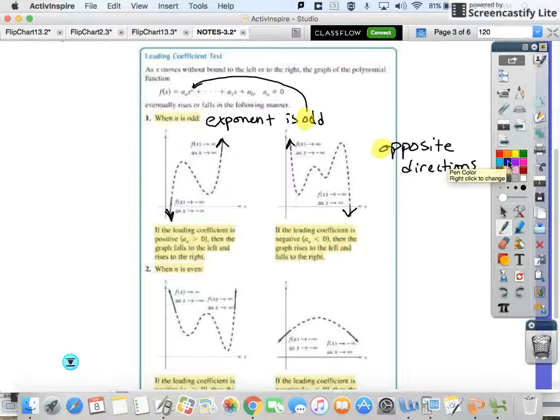Now, they're going to be opposite in this way, meaning it's going to start downward and then go upward if A is positive, meaning this number right here, if that's positive. If it's negative, then you're going to start going up and end going down.